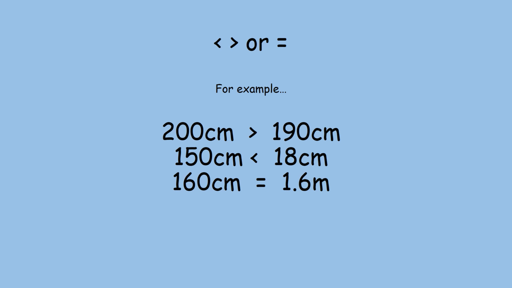The last one, if I've got 160 centimetres and I've got 1.6 metres, they are, in fact, the same, because every 100 centimetres is worth a metre.